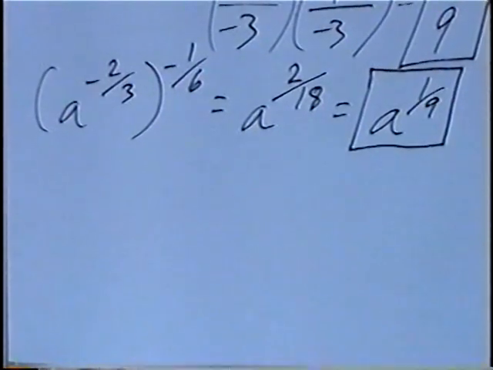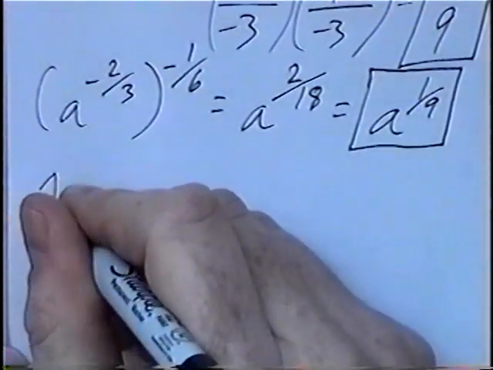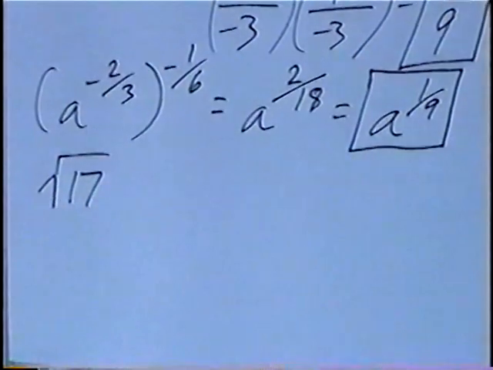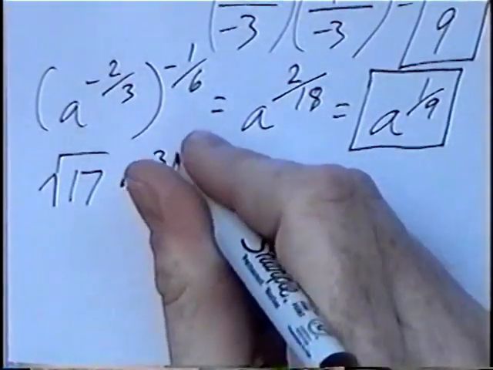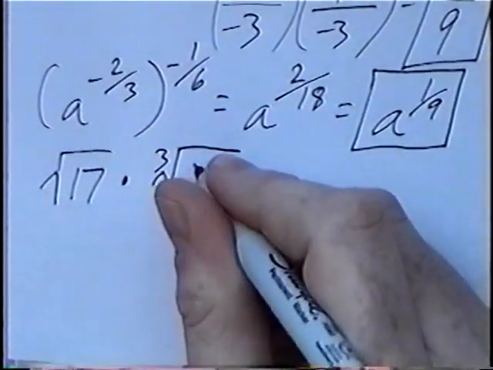And last question for the section. Square root of 17 times the third root of 17 squared.